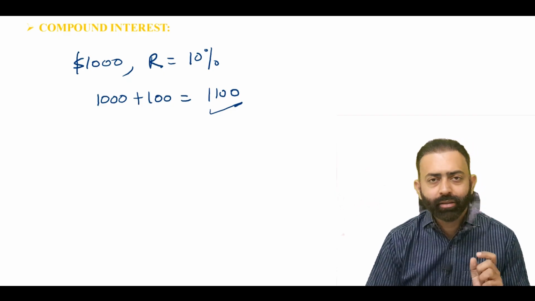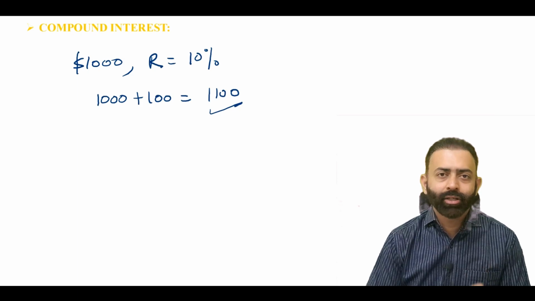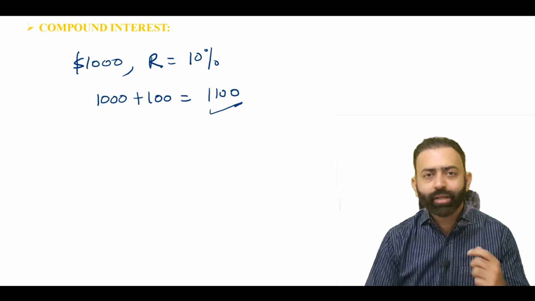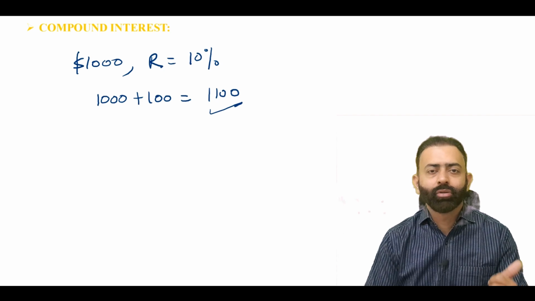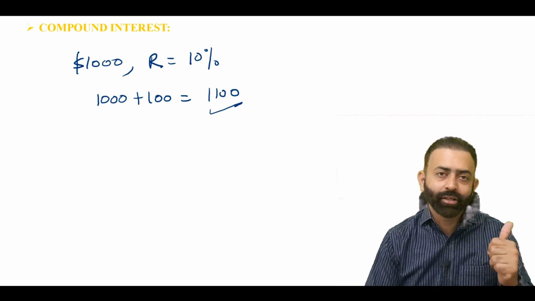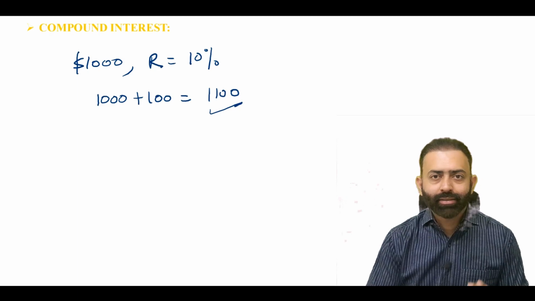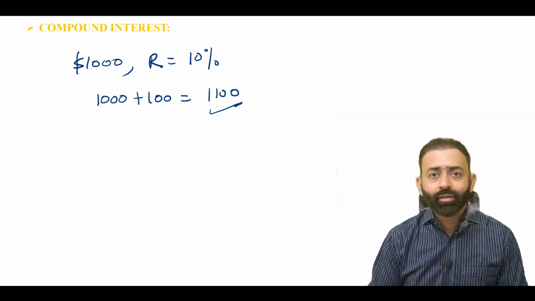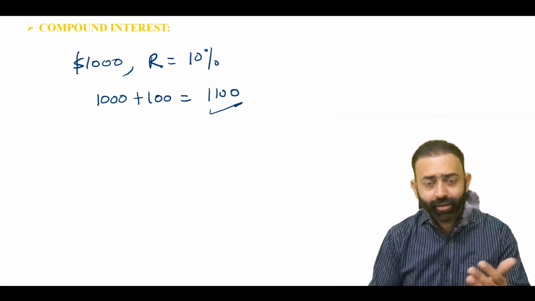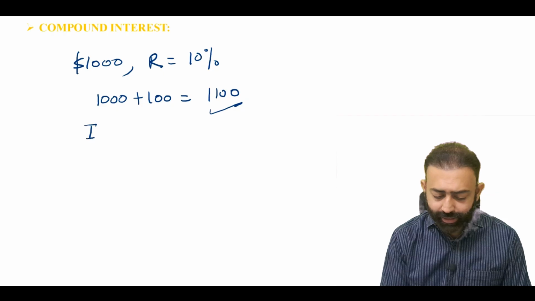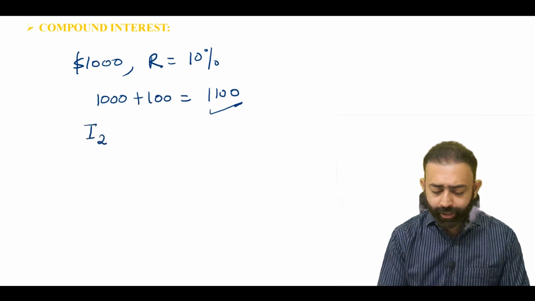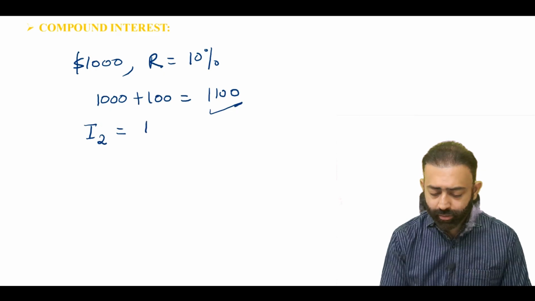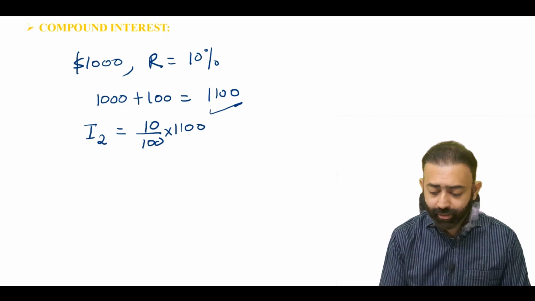I'm again repeating, in the case of compound interest, interest is calculated on the amount that you get after successive years, not on the original principal amount that you deposit in the very first year. And this is the difference between simple and compound. And as you can see here, the interest for the second year, denoted by I2, will be calculated. So 10% will be calculated this time on 1100, which comes out to be $110.